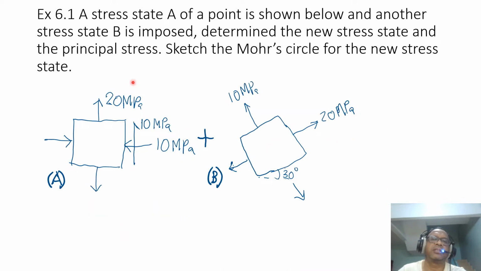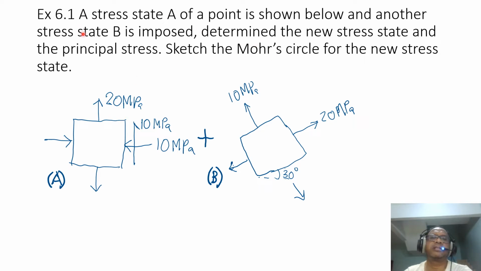So here is an example of the stress state A of a point. It has a 10 megapascal compression on the X face and positive 10 megapascal shear stress, and also 20 megapascal on the Y face. I didn't put all the shear stresses; they should be there, covering all.